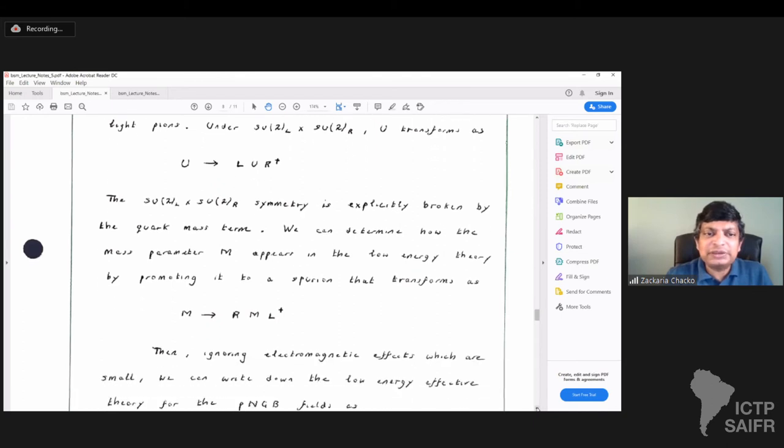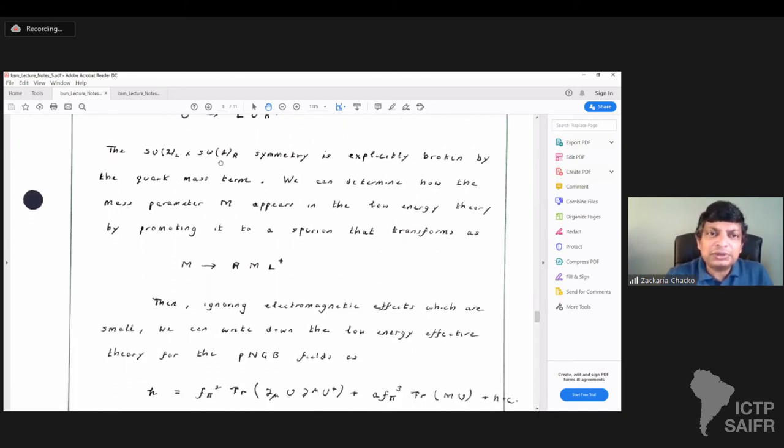Now, there's an explicit breaking of SU(2)_L x SU(2)_R by the quark mass. Because of that, the quark mass is going to give a potential for the pions. If they were exact Goldstone bosons, the pions would have no potential, and all their interactions would be derivatives. But because the quark mass, and of course electromagnetism, explicitly violates that symmetry, there's going to be a potential for the Goldstone bosons.